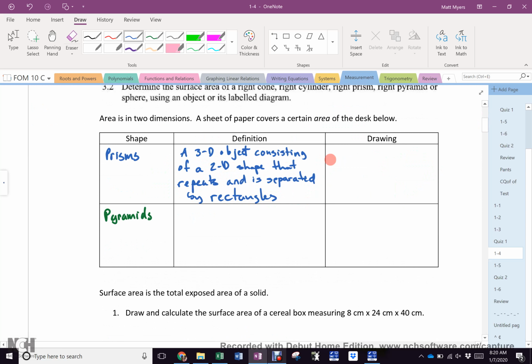So let's do some drawings. First one's easy. Just draw a rectangle, 3 lines, boom. No problem. Anybody can draw that one, yeah? Triangle, same thing. Make a Toblerone bar. Triangle, 2 lines, done. Does a circular prism exist? A sphere? Is a sphere separated by rectangles? Is a cylinder a prism? You say yes. Why?